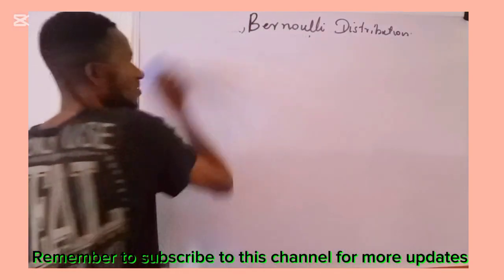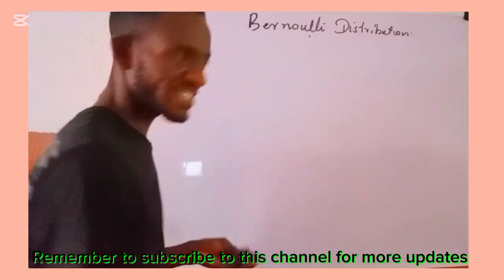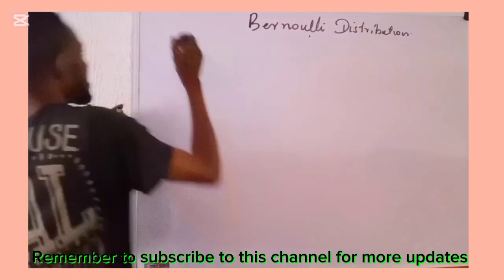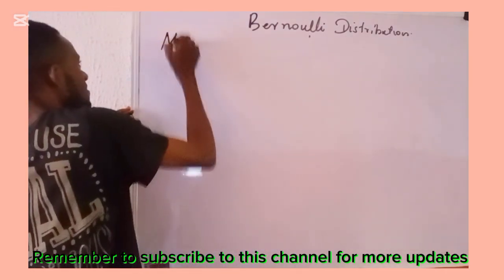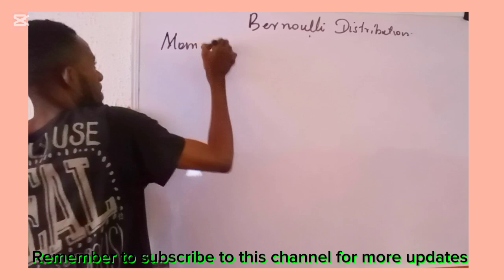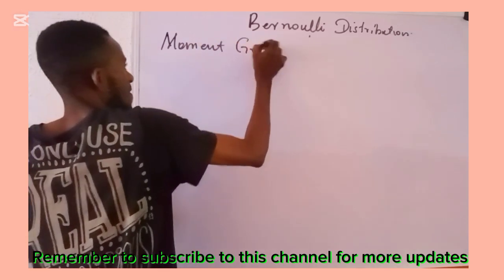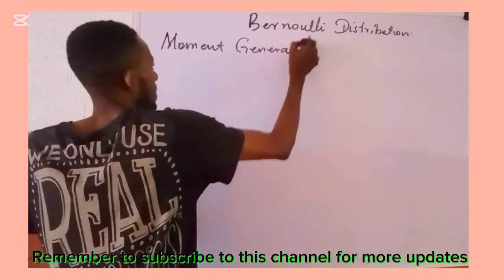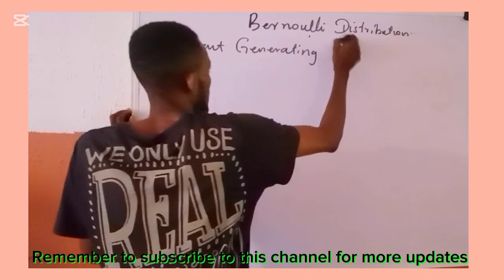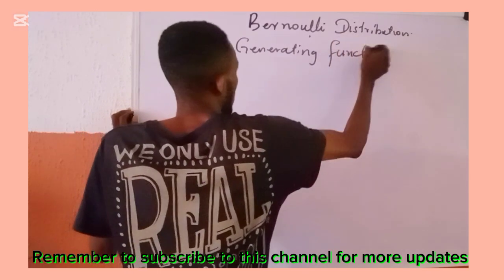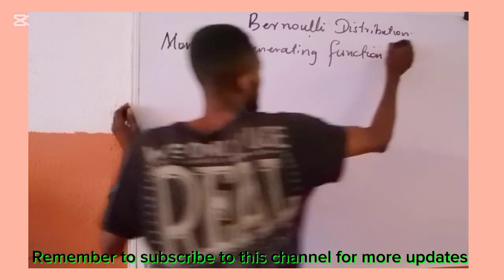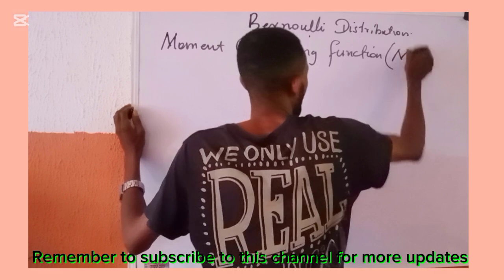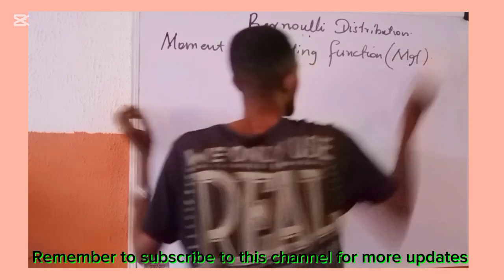Okay? So we are now talking about moment generating function. Moment generating function is always written as MGF.